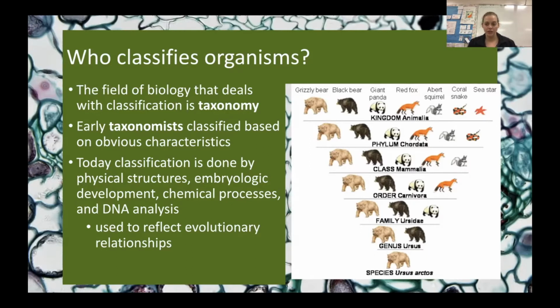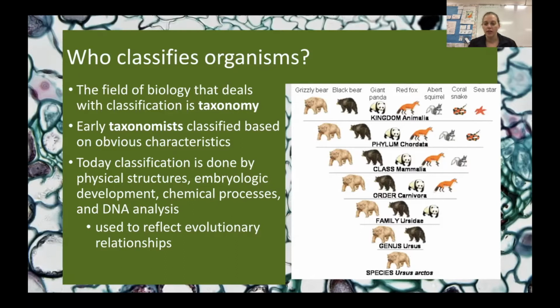But today's classification is done with a few more lines of evidence like we've looked at, not just physical characteristics, anatomical data, but also embryological development, biochemical analyses, your DNA, RNA, and protein sequences. And these are all used to reflect evolutionary relationships. So we're going to look at how this classification system works. But basically, you can see that we have different groups that are very inclusive. They have lots of different organisms that belong to them. And as we move down this classification system, we become more specific in the characteristics that we're looking for until there's only one species that fits those characteristics.